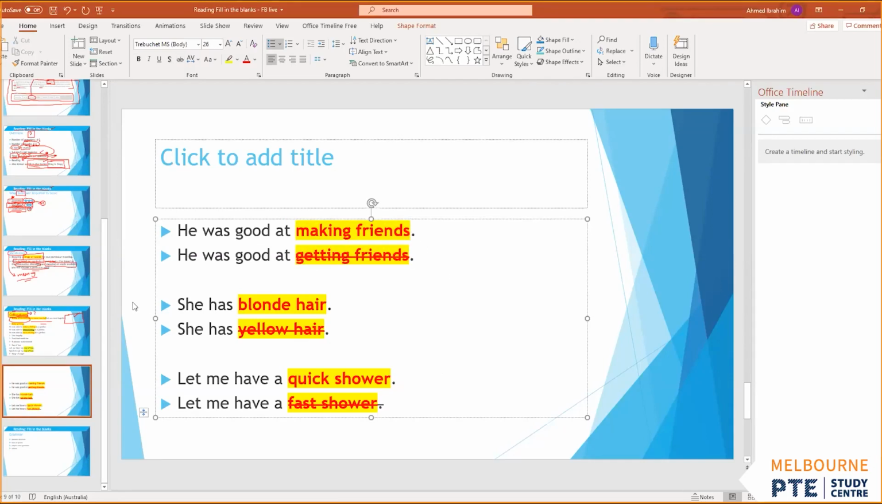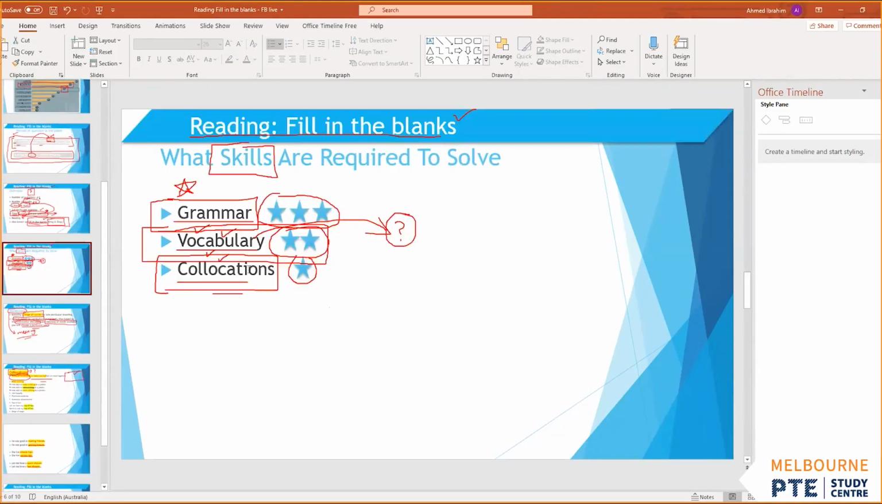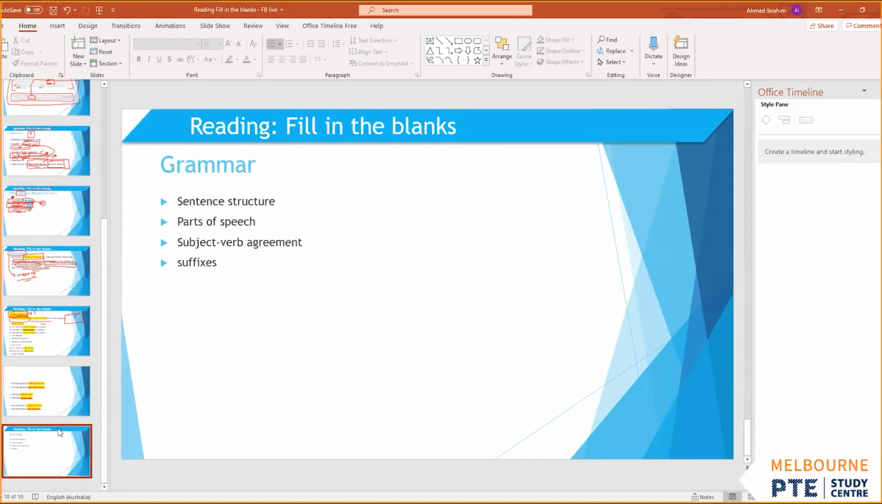That's the thing. Now for reading FIB, as I showed you in this slide, collocations are not that important. Not a lot of your blanks would be based on collocations, but in the next topic we are doing today, reading and writing fill in the blanks, a lot of your blanks would be based on collocations. So over there I will show you some exercises. We will do some exercises together, and I will also show you a lot more complicated examples of collocations as well.